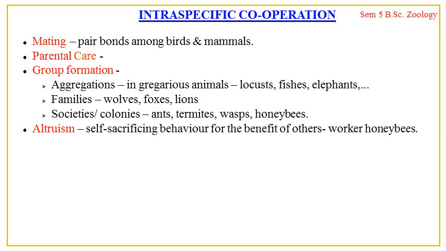So this is altruism. Knowing that it is going to die, it tries to defend the beehive from the danger. So that kind of an altruism is seen. Okay. Now, next one is dominance hierarchy.